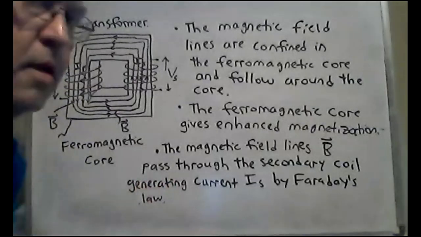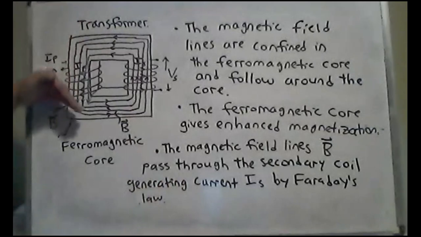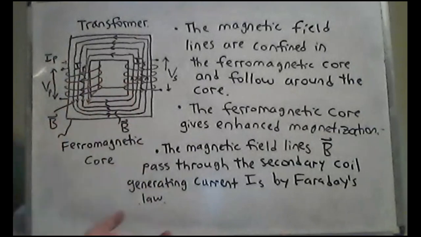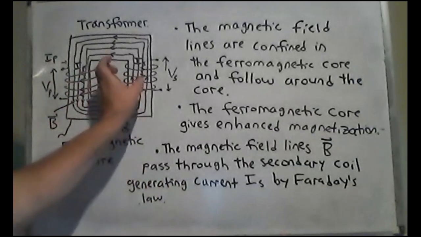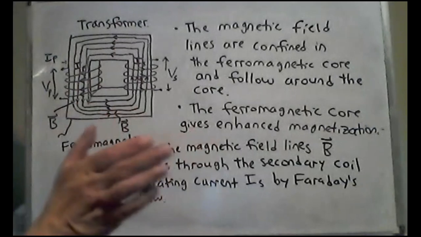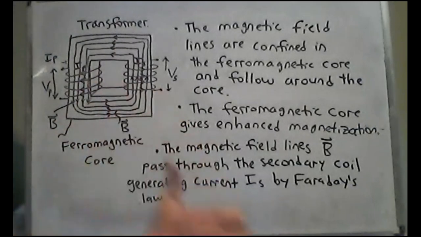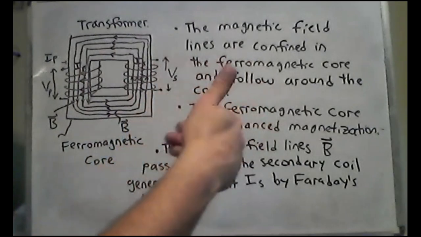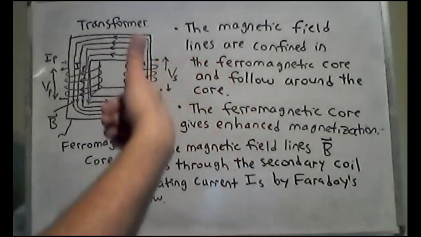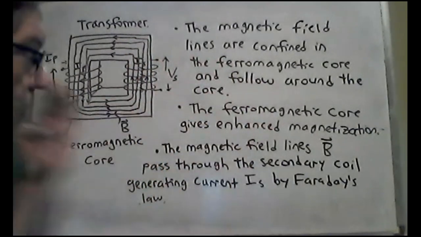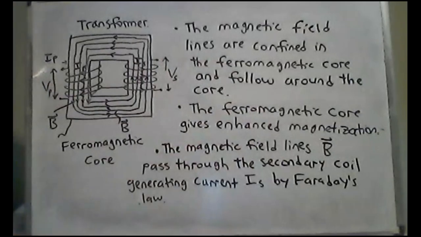All right, so again, the magnetic field lines are going around the core. They're confined in the core. They're getting further magnetization because of the ferromagnetic core itself. They come around the corner. Now they pass through the secondary coil. Faraday's law says what? Faraday's law says now, because the magnetic field is straight up in the secondary coil, my right hand curls around so that my thumb is up. That's going to create a current I sub S. Again, this is all Faraday's law.